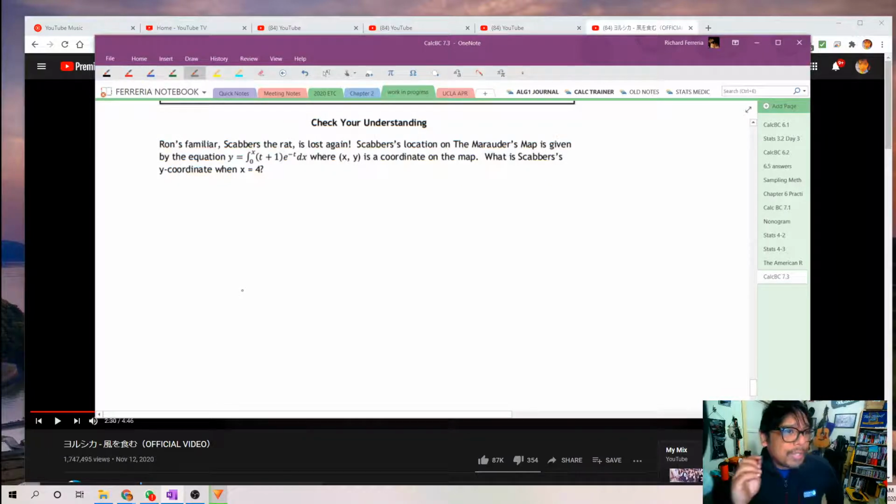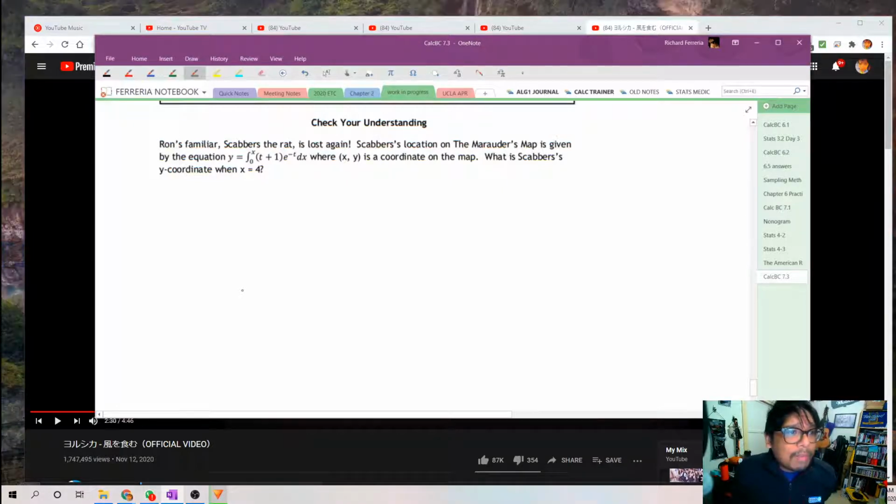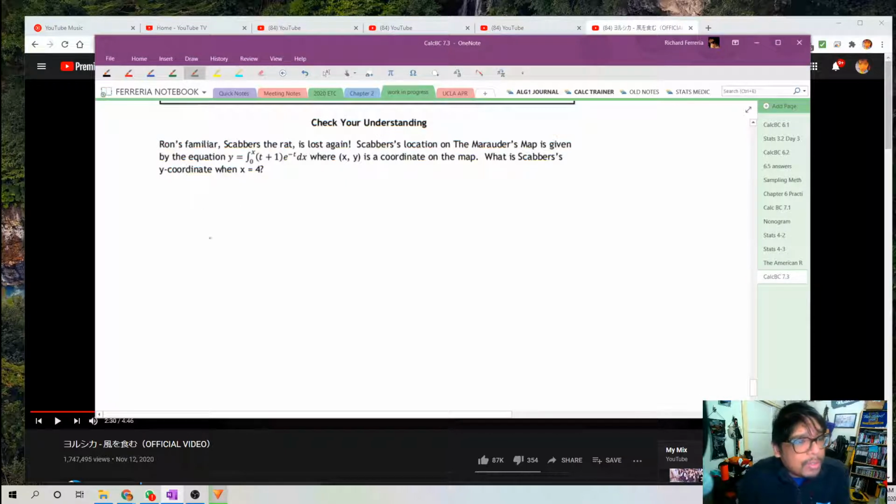So Ron's familiar, Scabbers the rat, is lost again. Scabbers' location on the Marauder's map is given by this equation where x and y are coordinates on the map. So what is Scabbers' y coordinate when x is equal to 4? So let's do this. Let's integrate this from 0 to 4. Actually, let's find our antiderivative first. So what is the antiderivative of t plus 1 times e to the negative t, dt?